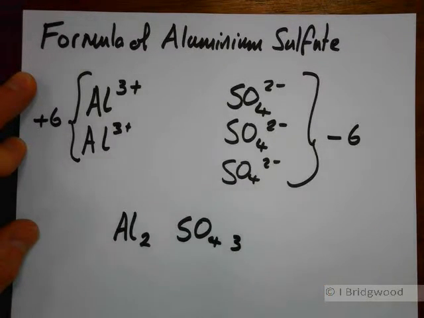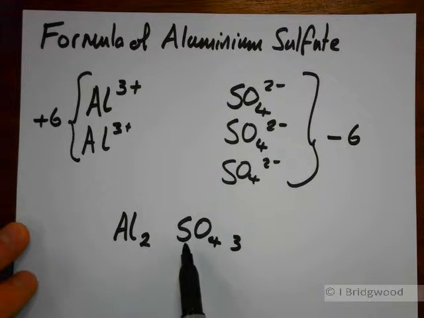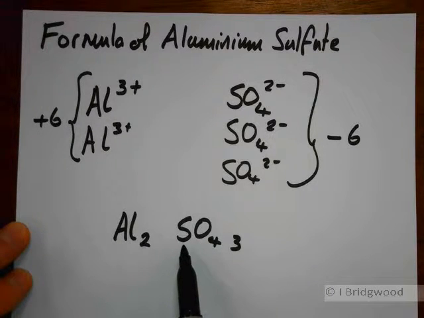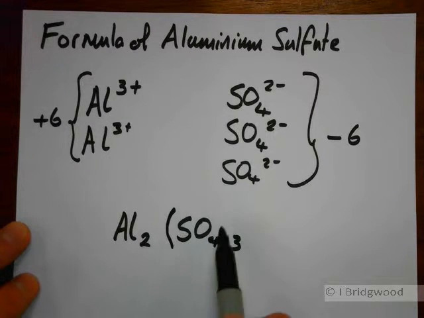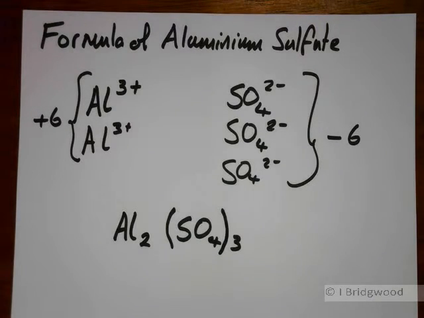But of course, if we just leave it like that, you can see that that doesn't make any sense. It looks like it's SO43, or is it Al2S O4 3 times? So we've got 12 oxygens there and just 1 sulfur. No, what we need is a bracket around the sulfate like that to show that we have 3 lots of SO4 there. So the formula of aluminium sulfate is Al2(SO4)3.